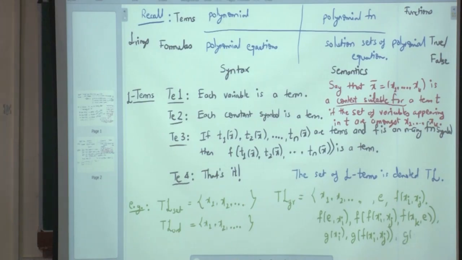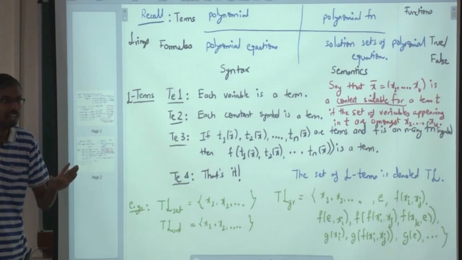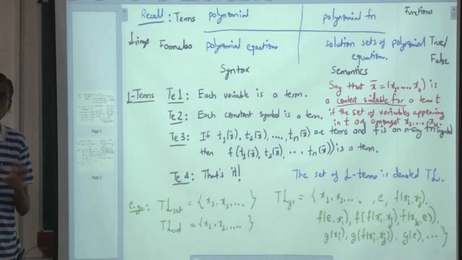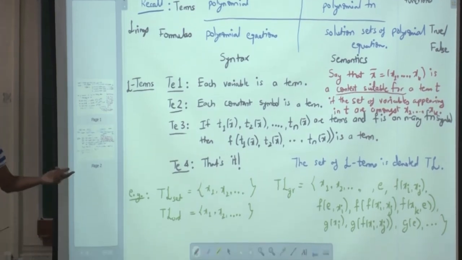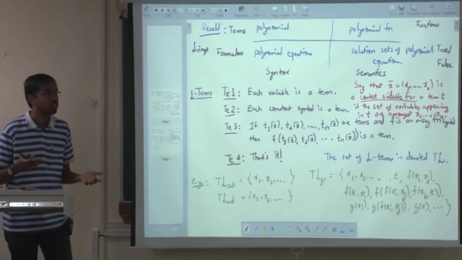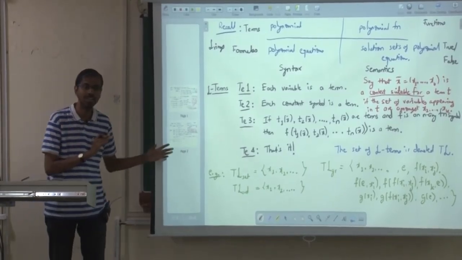Then G of E is a term, and so on and so forth. You can understand, there is no associativity here, even if I write iterated things. There is no commutativity. So f of xi xj and f of xj xi are different terms. So don't use your understanding to simplify terms.